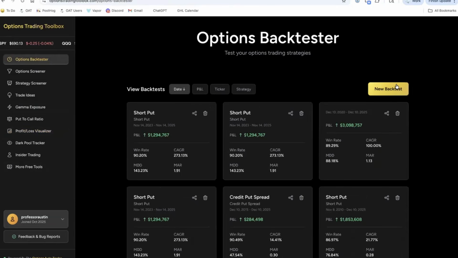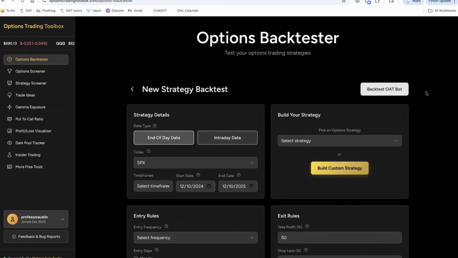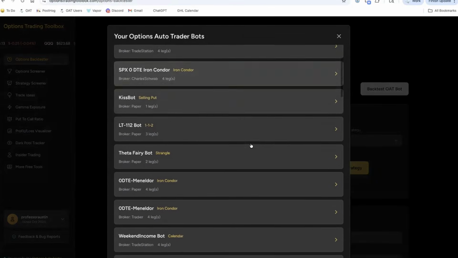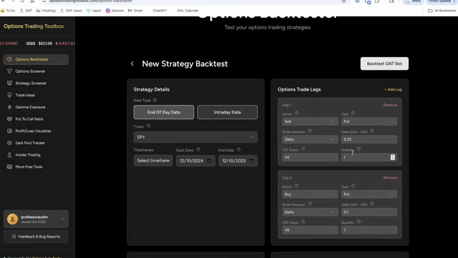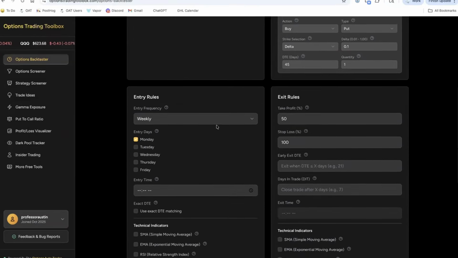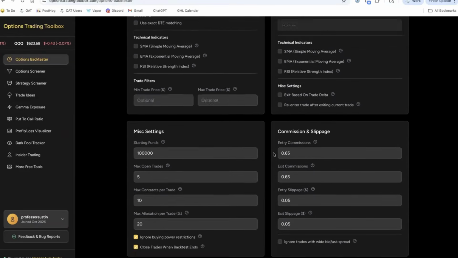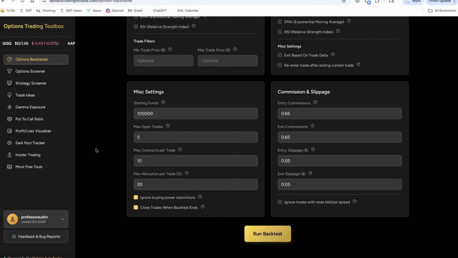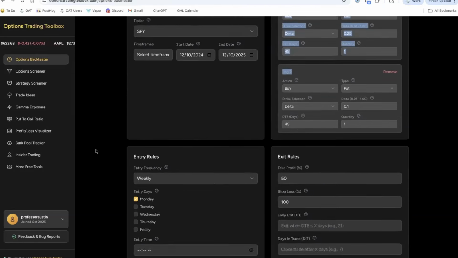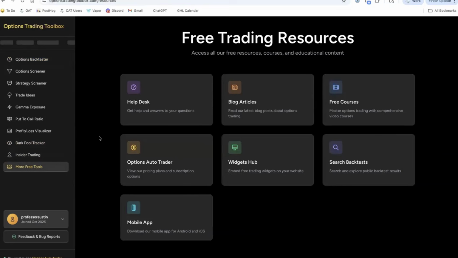So just like that, I can instantly analyze my trades inside my options auto trader account. But not only that, the options backtester, right? I can backtest my old bots as well. I click on backtest our bots. It shows me all of my bots that I have here. Let's say I want to run the SPY 45 DTE credit spread. I click that and now it preloads the exact settings that I have for the bot and how it runs and everything in here, from the take profit, the stop loss, so that I can backtest the bot, tweak the settings, and then go into the options auto trader and change those settings to make my bot even better. That is the options trading toolbox from a glance.